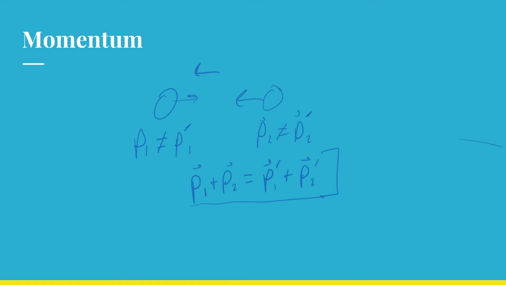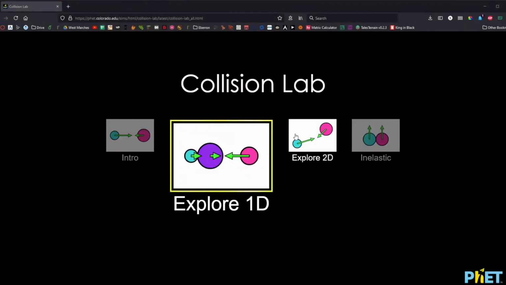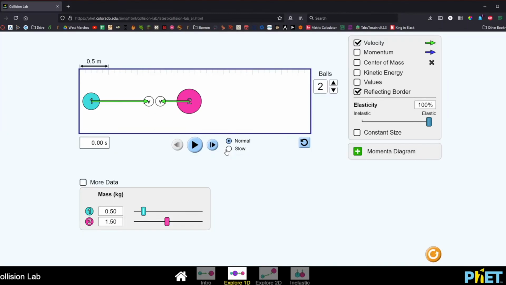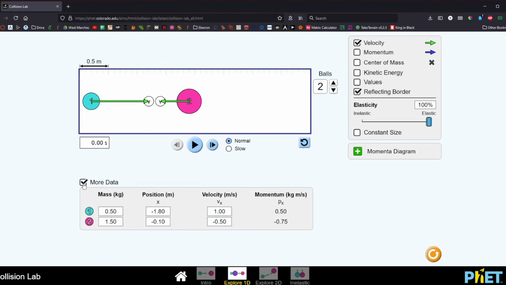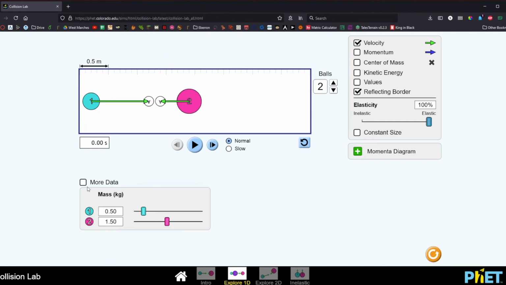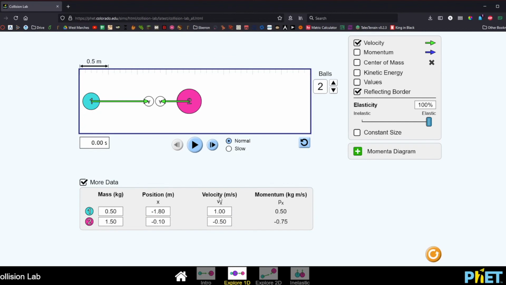So why don't we take a look at the actual simulation? I'll pause for a second. When you follow the link in the lab booklet, you'll come to this page right here. The only one of these four that we will be using for the main part is the exploring one dimension. We're only going to be looking at collisions in one dimension. The first thing that you should do when you come to this page is to click on more data, because we care more about just the mass. We can see the velocity and the momentum of each of the objects.